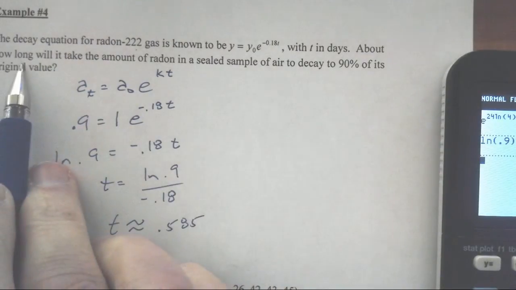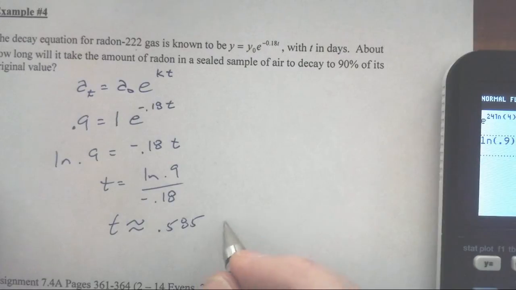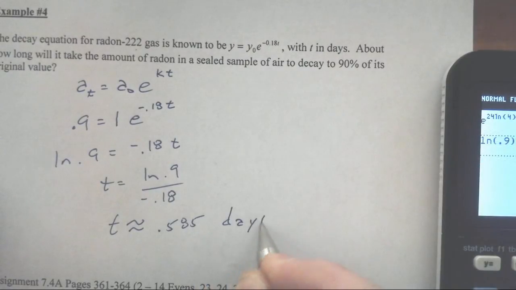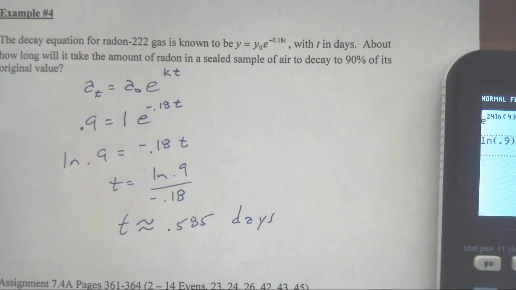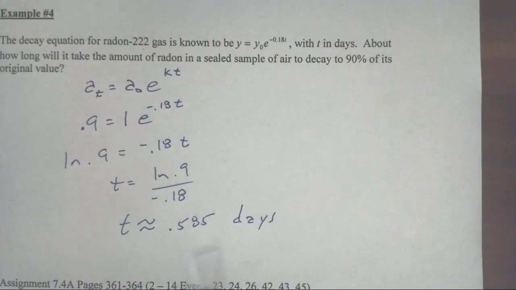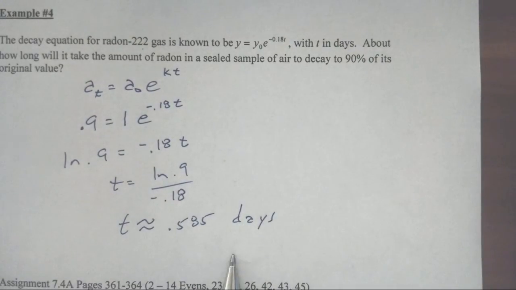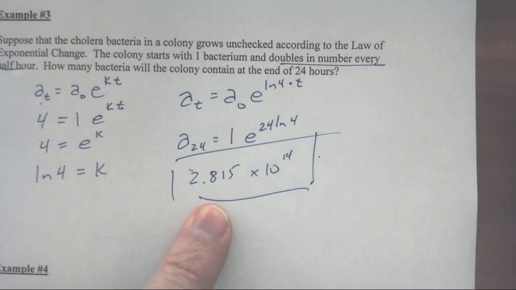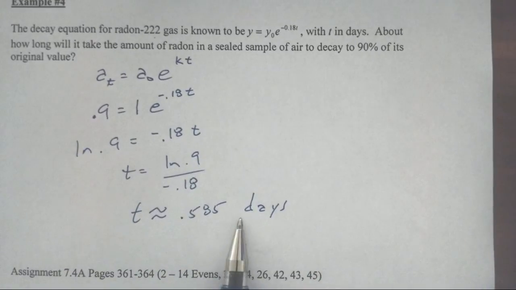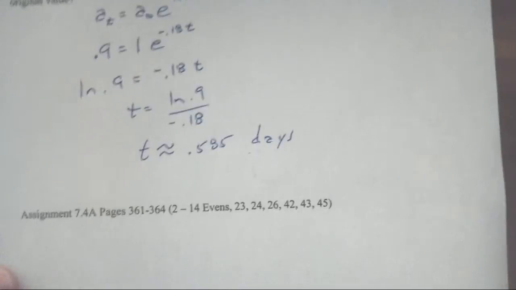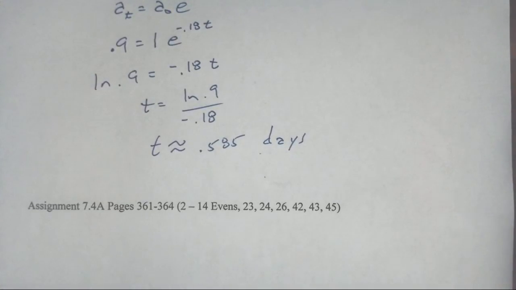And what are we dealing with? Days. Didn't take too long to grow, or for that to shrink down to, I guess it only shrunk down to 90%. I was kind of thinking along the lines, didn't take too long for that to get huge, but it took a little while, took half a day for this to shrink by 10%. Okay, there's a look at your assignment, and good luck.